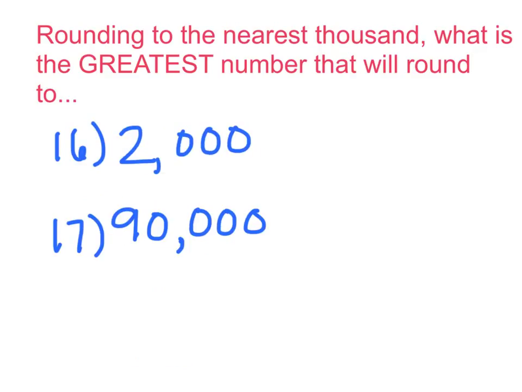Okay, try these two on your own. Use rounding to the nearest thousand. What's the greatest number that's going to round to 2,000 and 90,000? Please record these in your notebook.